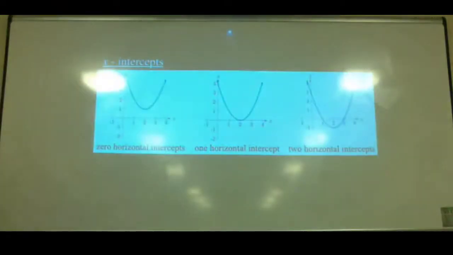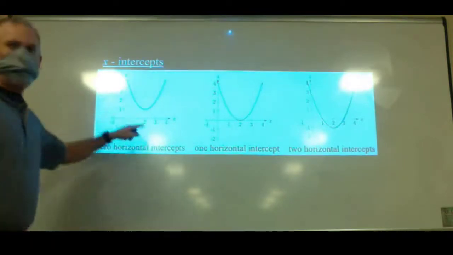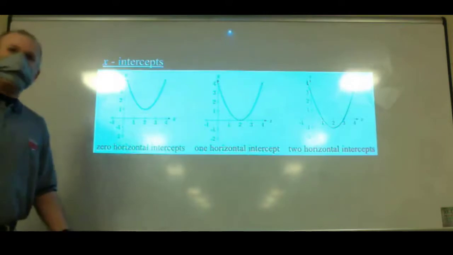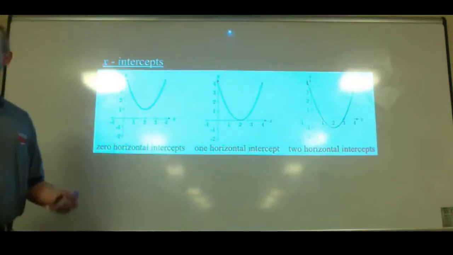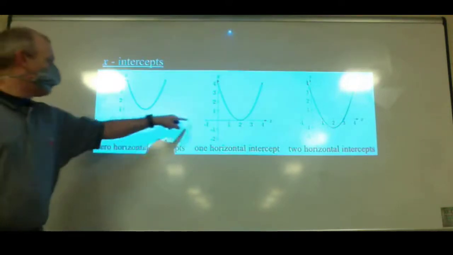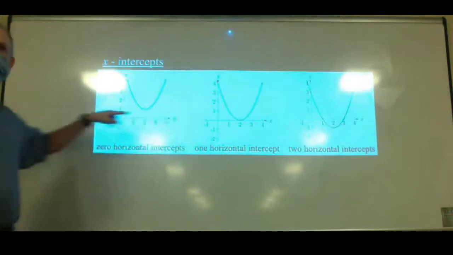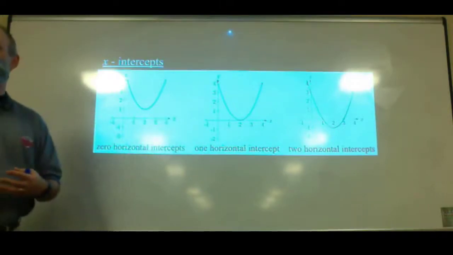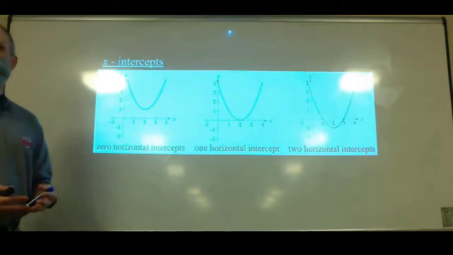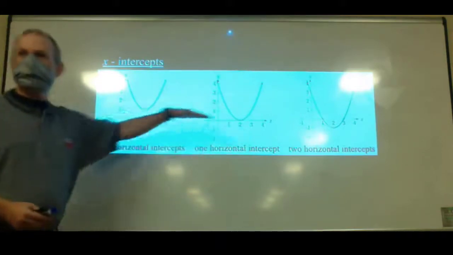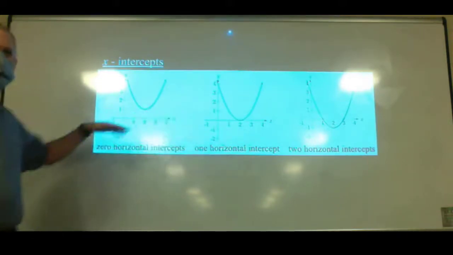Okay? So we have three different cases that can happen when we think about a parabola and the x-axis. One option is this parabola might be completely above, or it could also be completely below the x-axis, where it never crosses the x-axis, and so it would have 0 x-intercepts. Remember, an x-intercept is where it crosses the x-axis. So if it doesn't ever touch that, there's 0.